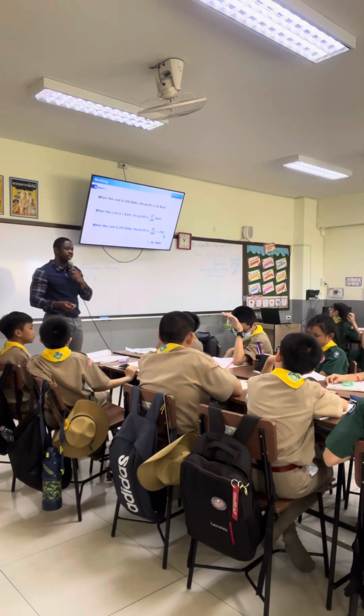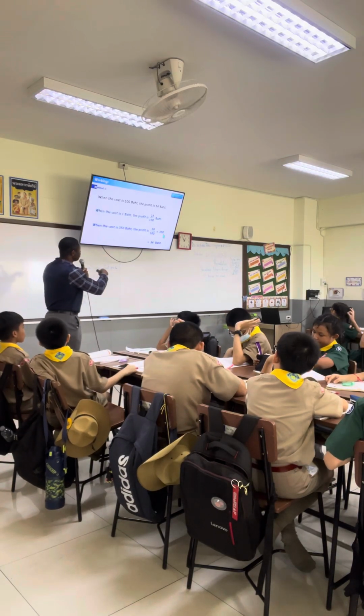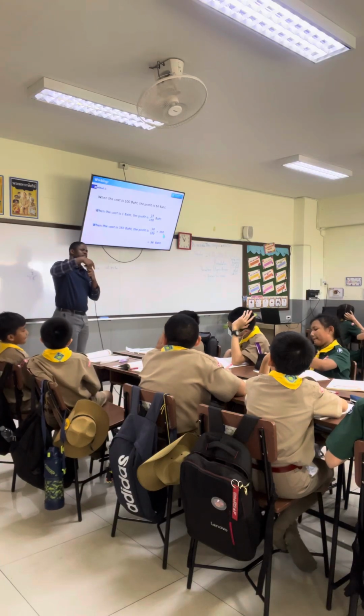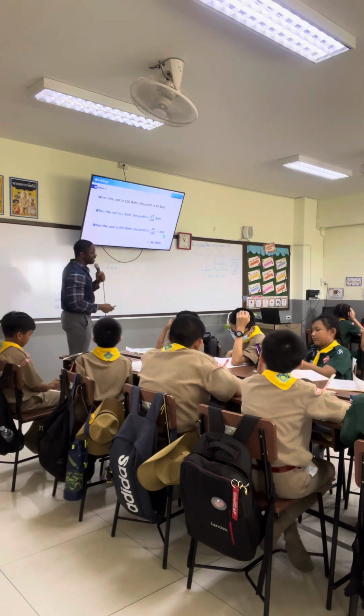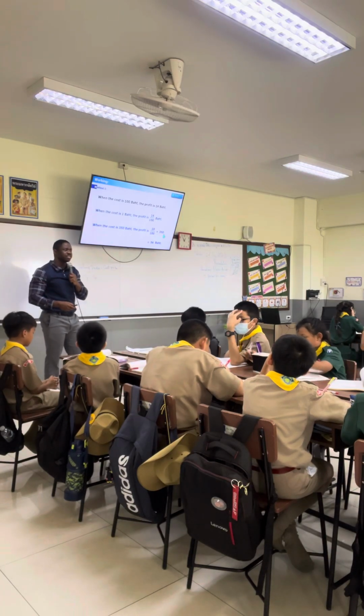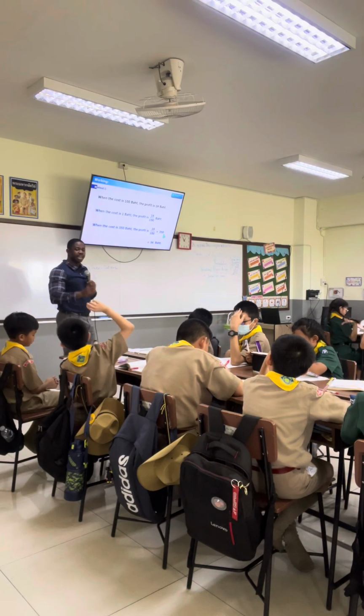I have a question here. If Chai made 56 baht profit, how much did he sell? What did he buy? Bananas, yeah. How much did he sell the bananas? Who can help me out? Yes.